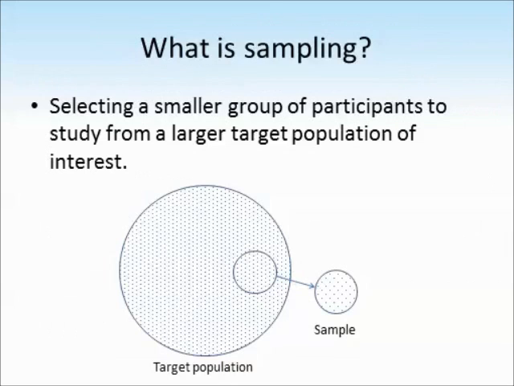Sampling is the process of selecting a smaller group of participants who we're going to study from a much larger target population of interest. So if we have a look at the diagram below, you can see that in the target population there are too many people for us to be able to study. It wouldn't be practical. So we need to select a smaller group of those people to study, and that is our sample.